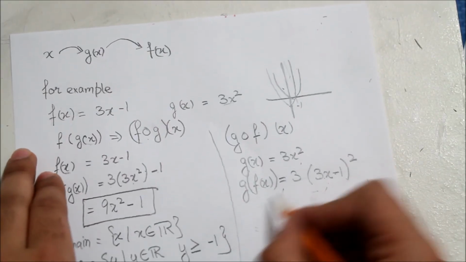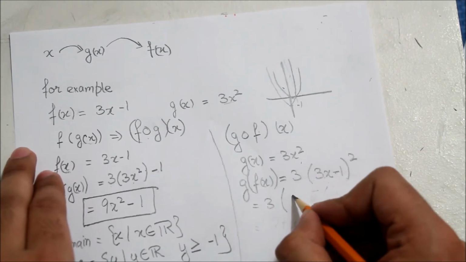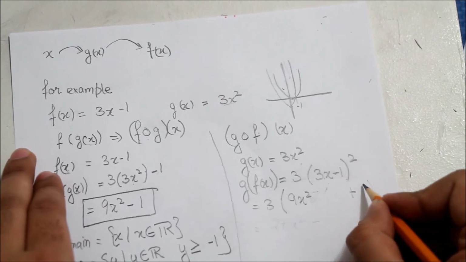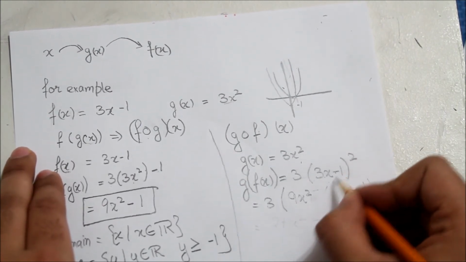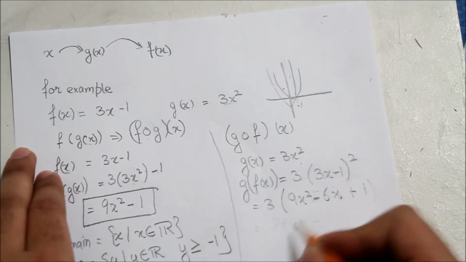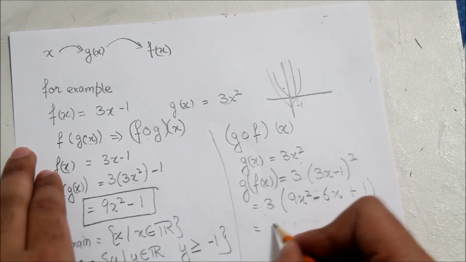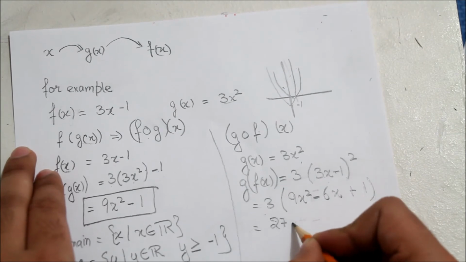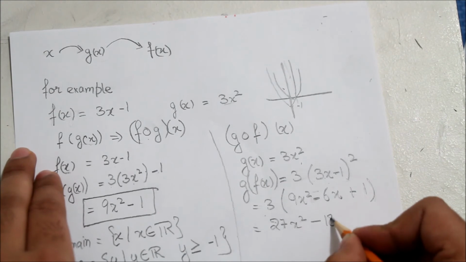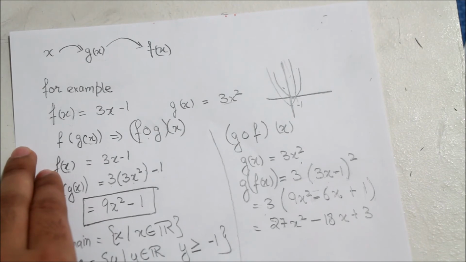Alright, we know how to square binomials, so 3x squared is 9x squared, plus 1 squared is 1, and the middle term sign is negative, and 3 times 2 is 6x. Now we're going to multiply 3 to every single term in the bracket. So 3 times 9 is 27x squared, minus 3 times 6 is 18x, plus 3. And there you go, that's your answer.